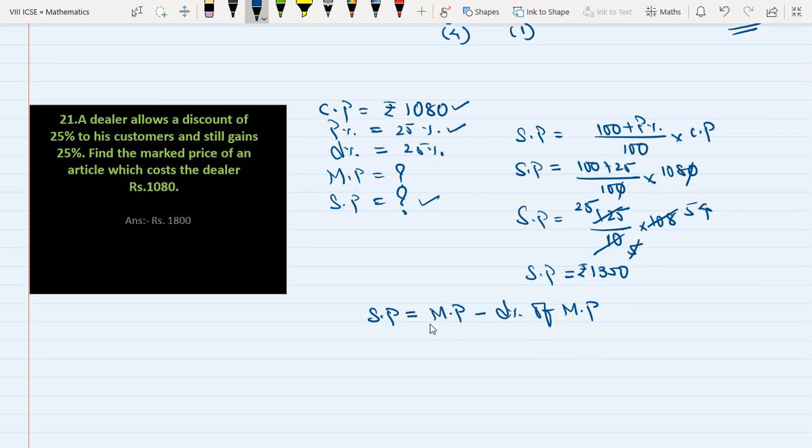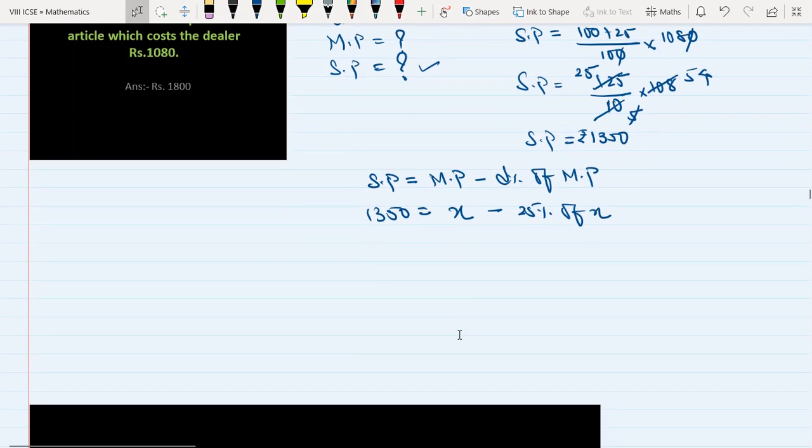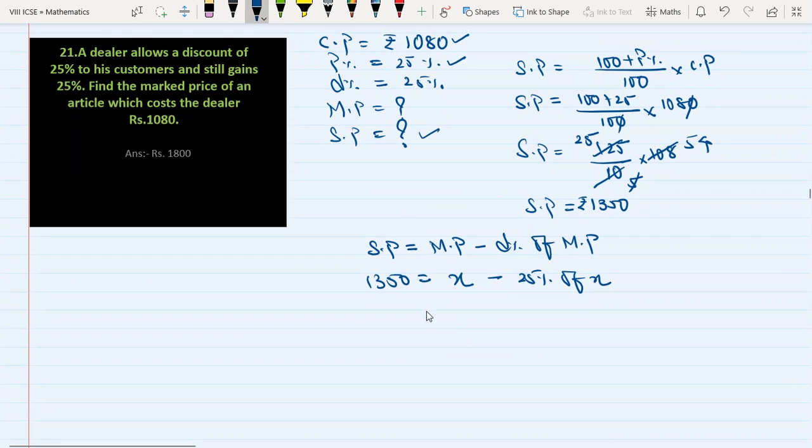So what we'll do is we'll take mark price as X, just for a moment. So 1350 is equal to X minus 25% of X. Don't be worried that, oh, we have taken X, then now what? Now we just have to solve the equation, nothing else.